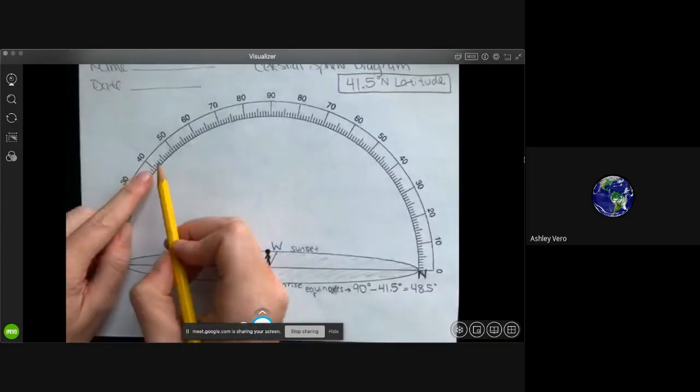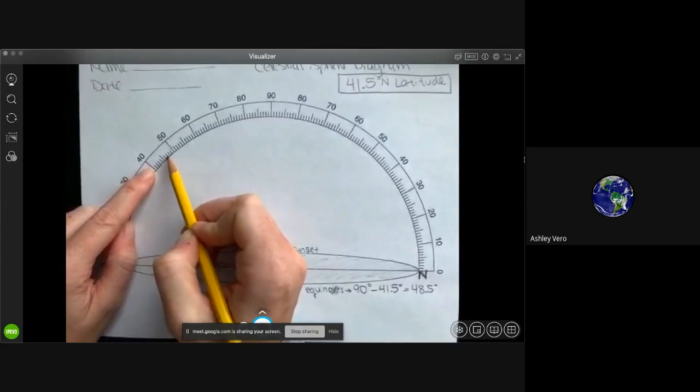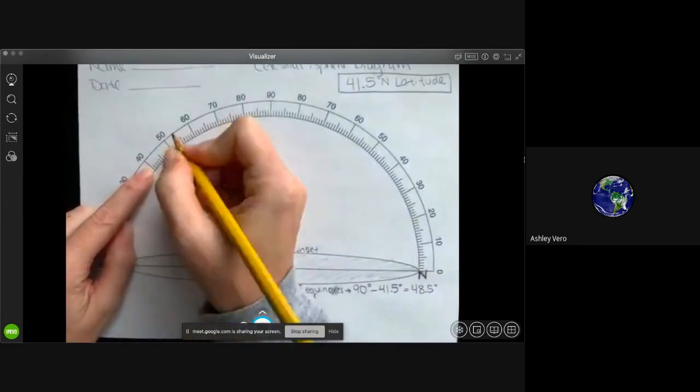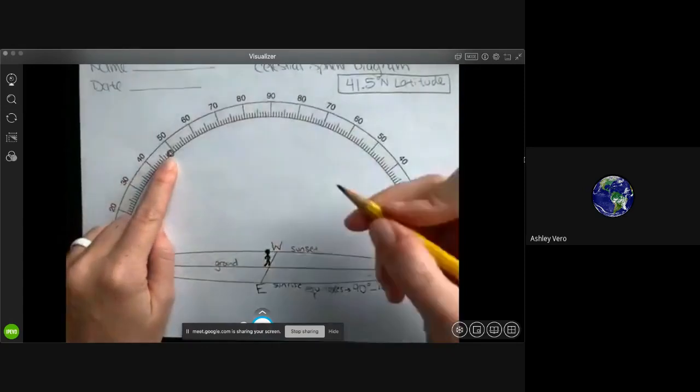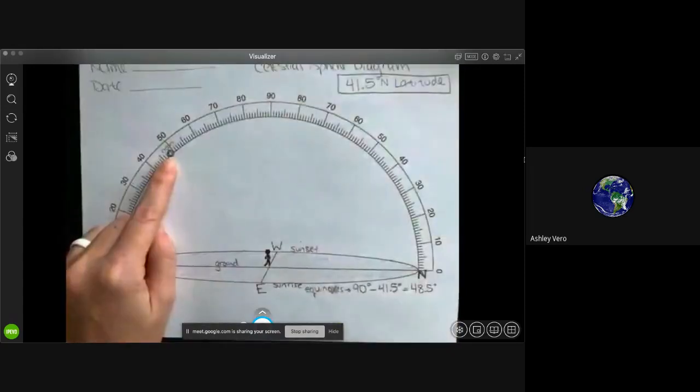So now I'm going to come over to here. I'm going to go up 45, 46, 47, 48 and a half is going to be here. I'm going to draw that noontime sun. I'm just going to label it here that it's noon. It's my noontime sun. Sorry, it's coming in and out of focus a little bit.